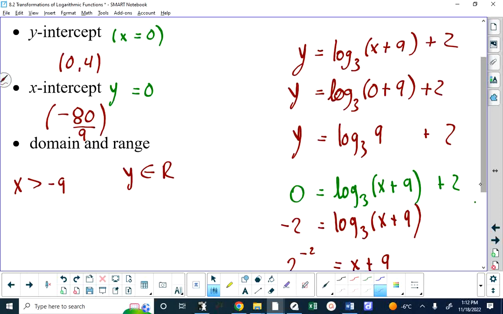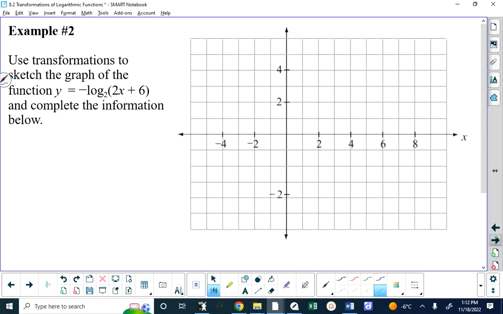Do you suppose we could ever get x is less than h? What would have to happen there, Annalie? Or a horizontal reflection. We would have to have a negative b, and that would cause it to move the other way.